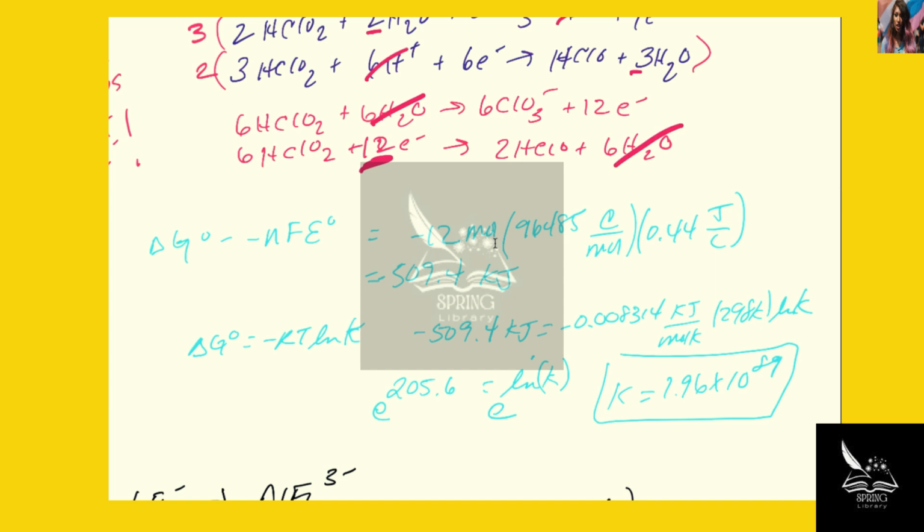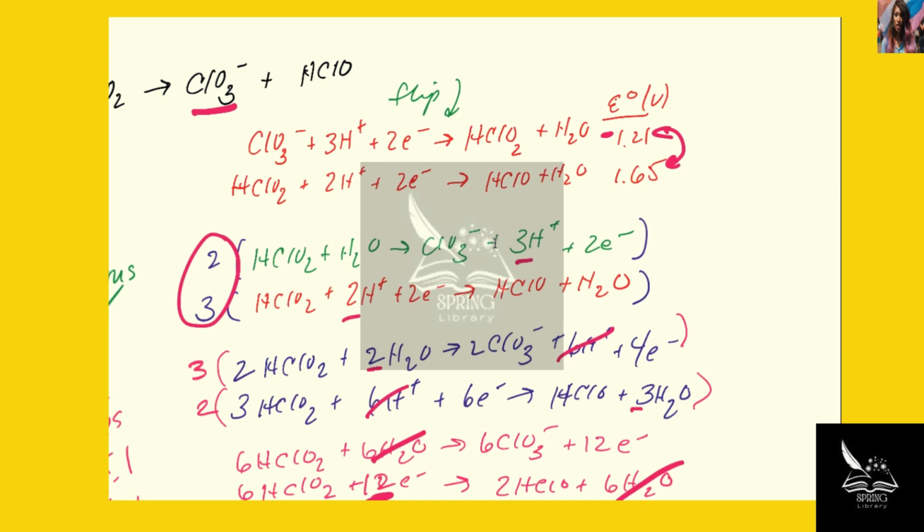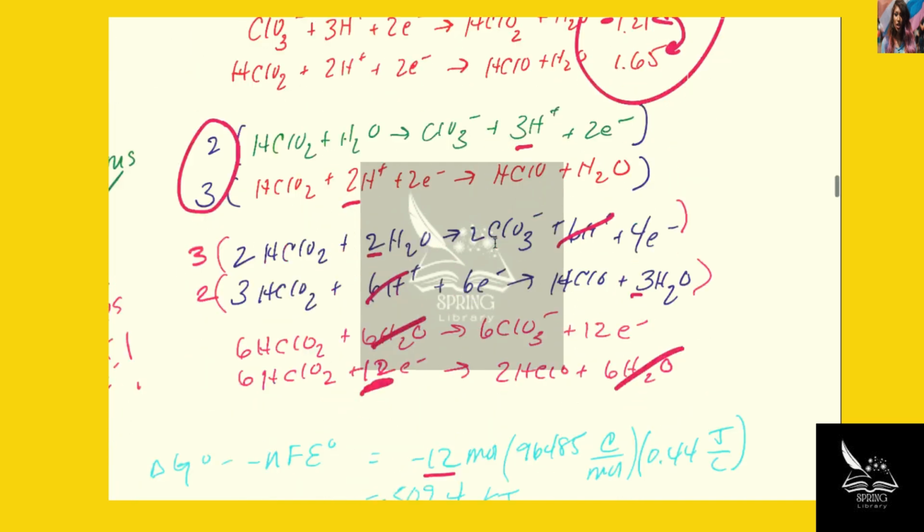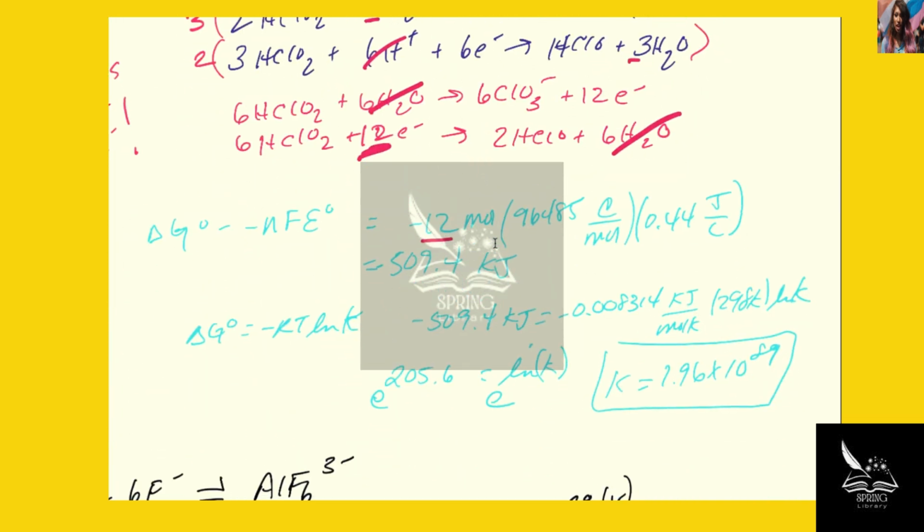Delta G equals negative nFE0, 12 electrons, Faraday's constant, 0.44 is the sum of the E0s from here. So now, and again, volts is joules per coulomb. So when we multiply these things together, we get negative 509.4 kilojoules. And now we use our delta G equation.